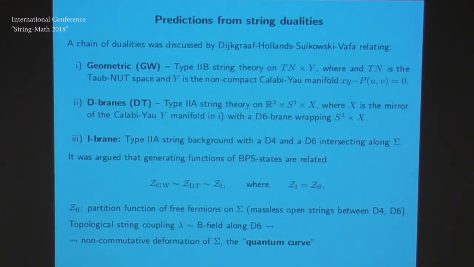And one of the most interesting aspects of this proposal is to understand what happens when the topological string coupling is turned on. This will, following the chain of dualities here, correspond to turning on a B field along the D6, and it leads to a non-commutative deformation of sigma, which will be called the quantum curve.